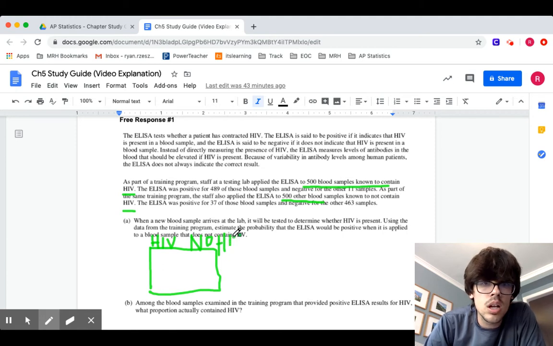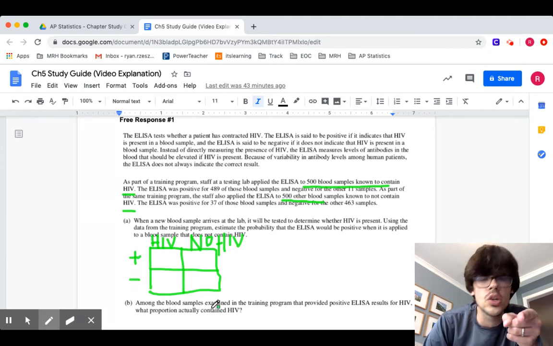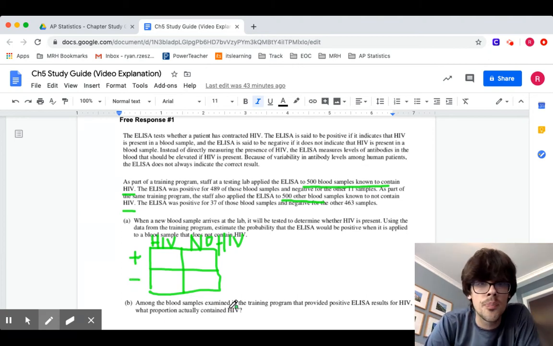Whew. All right. So I've got that going on. And then the other thing I care about is whether this ELISA test comes back positive or negative. Positive means it says, yeah, you've got HIV. Negative means it says no. So we have 500 samples for each problem here. 500 samples with, 500 samples without.